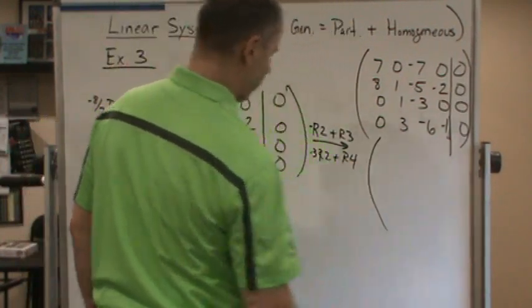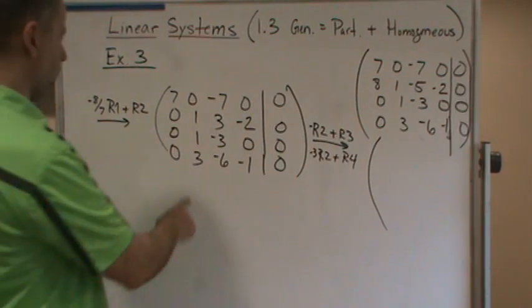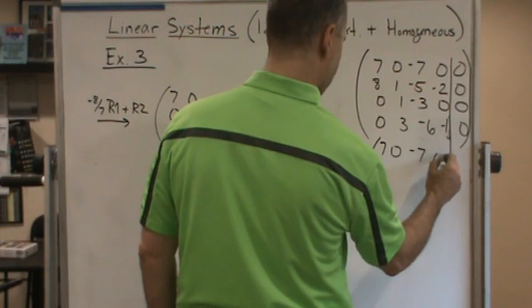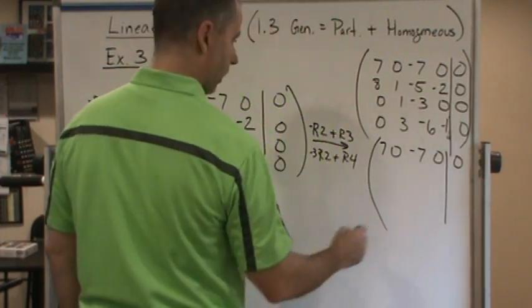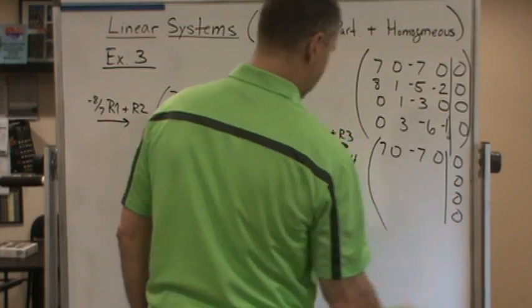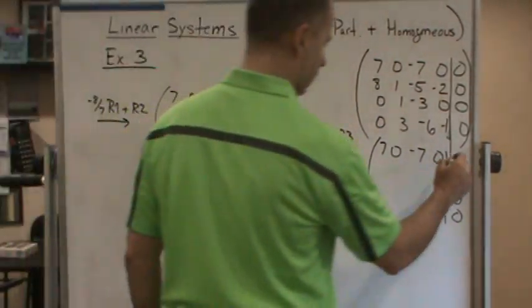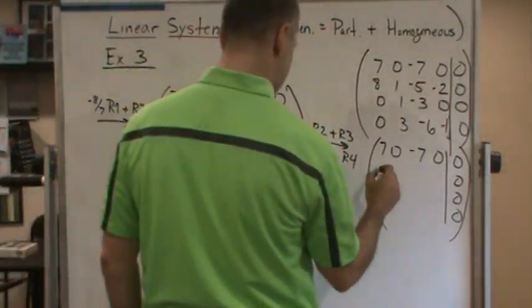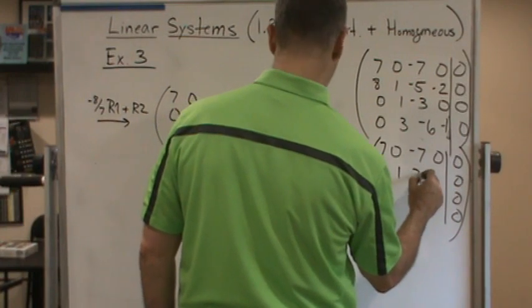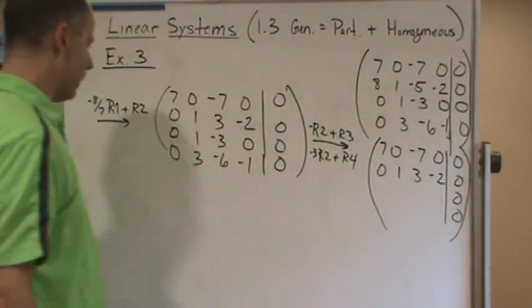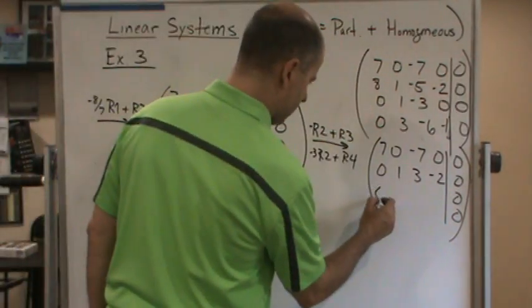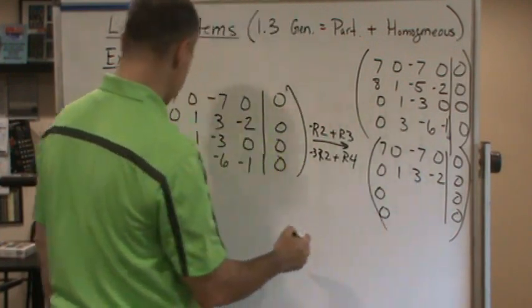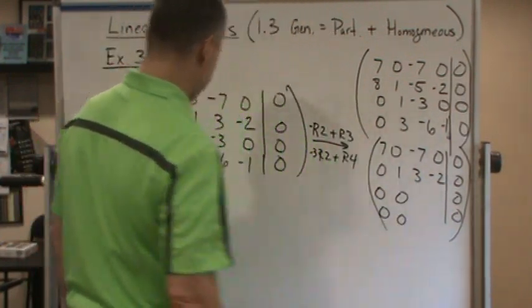And so what's that going to do? Again, we're just going to copy over the first row. So that's 7, 0, negative 7, 0, 0. Of course, these are all going to be zeros. Those will never change. And then the second row is not going to change. And so now what happens here? Well, these are going to stay 0 because we're dealing with this row. So this is not going to change. These are going to go to 0, right?